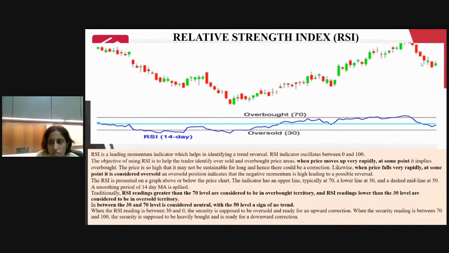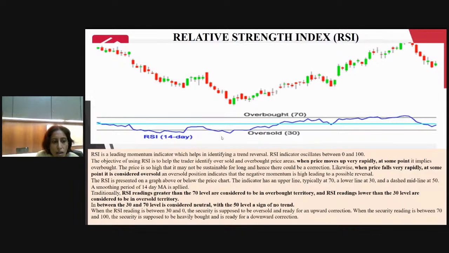Likewise, when prices fall rapidly, at some point it is considered to be oversold. An oversold position indicates a negative momentum, and in this case also it is indicative of a price reversal. As you can see, price is coming down very heavily. So it is at this point in time you can see a reversal trend happening.